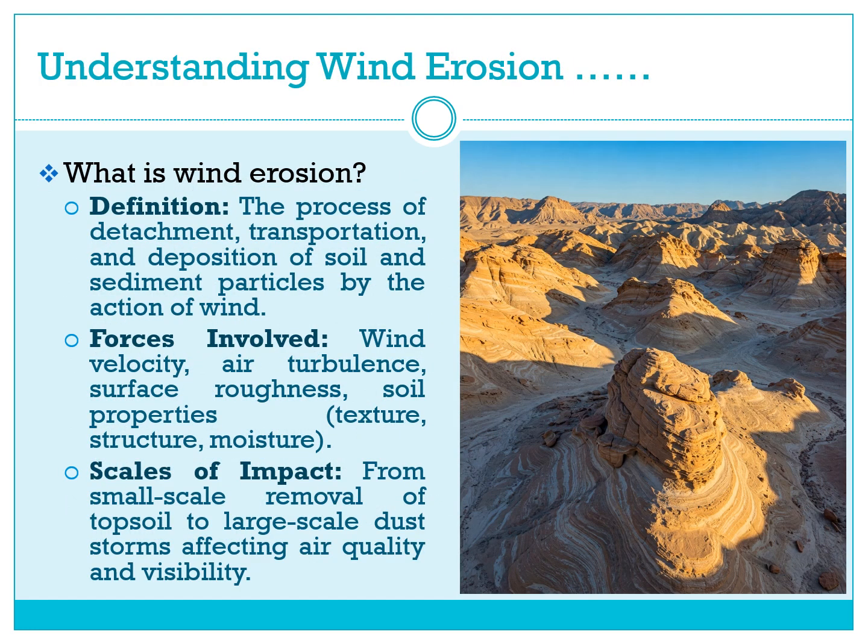Understanding wind erosion. What is wind erosion? The process of detachment, transportation, and deposition of soil and sediment particles by the action of wind is basically wind erosion. Forces involved are wind velocity, air turbulence, surface roughness, soil properties, that is texture, structure, moisture. What is the scale of impact? From small scale removal of topsoil to large scale dust storms affecting air quality and visibility.